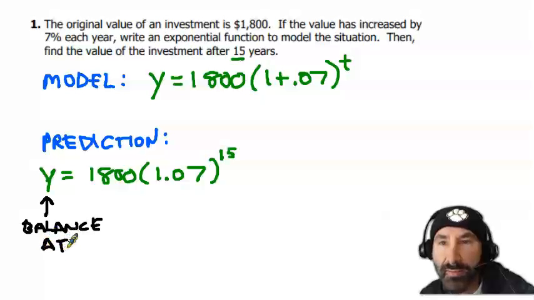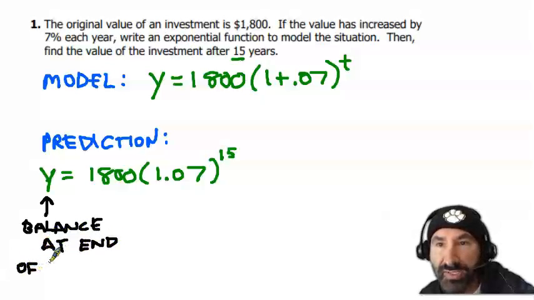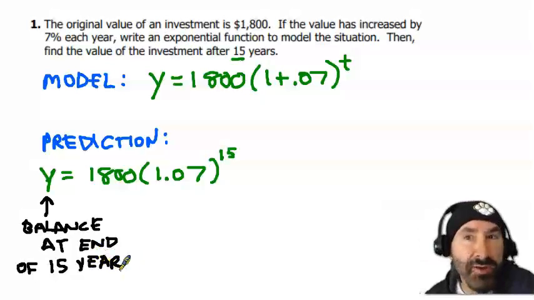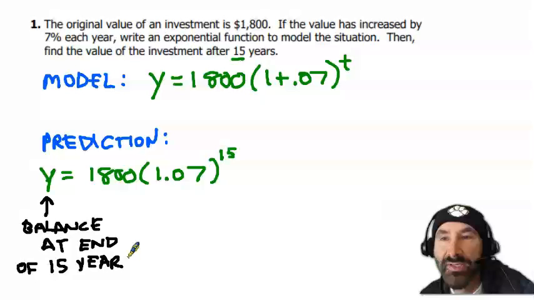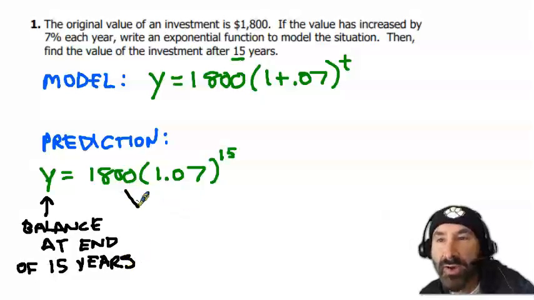at the end of 15 years. And by the way, the y in our model is basically the balance at the end of any number of years that we put in for t. Okay, balance at the end of 15 years. The 1,800 is the beginning amount.